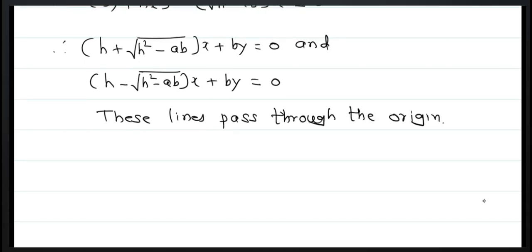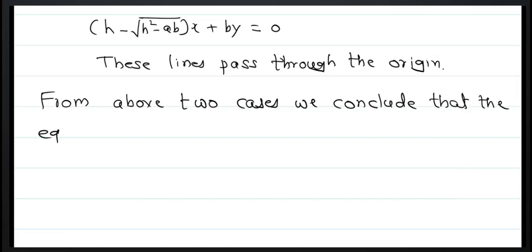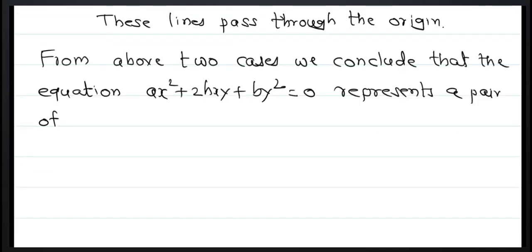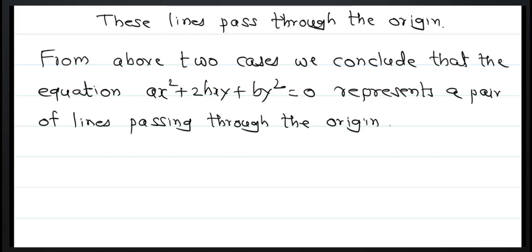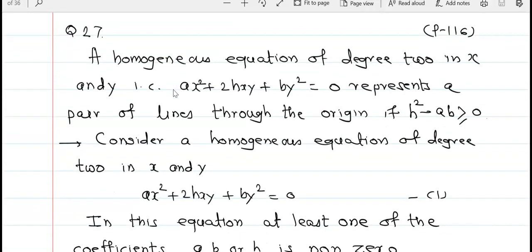This line passes through the origin. From the above two cases we conclude that the equation ax square plus 2hxy plus by square equals 0 represents a pair of lines passing through the origin. Now also you can see this here. These are theory questions, which are on page number 116.